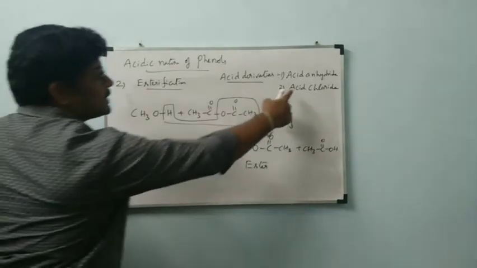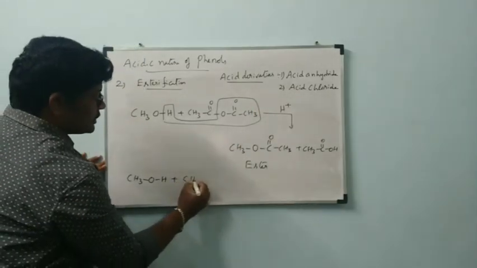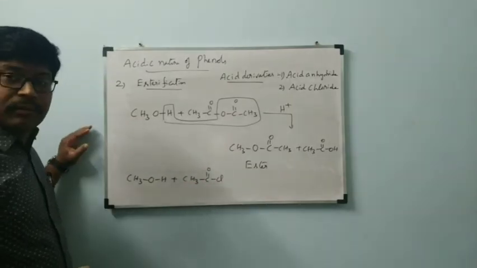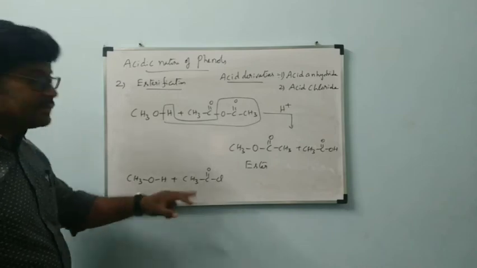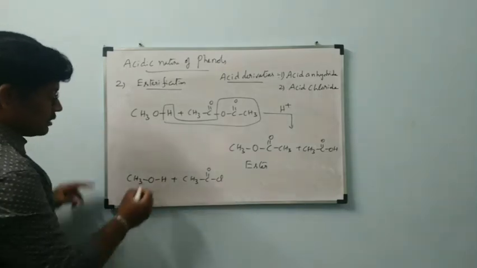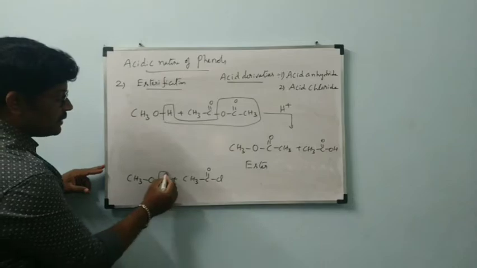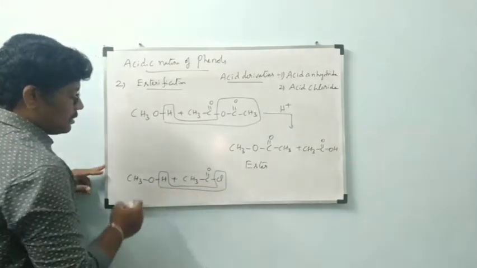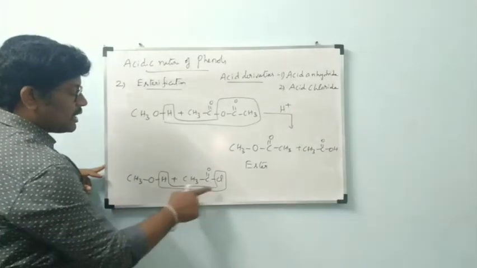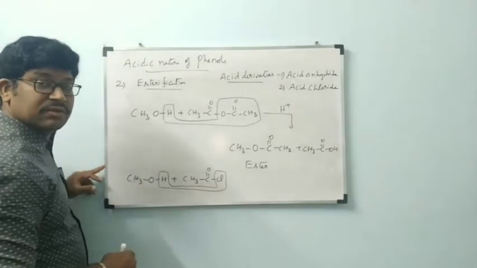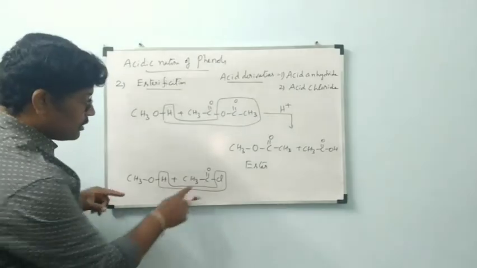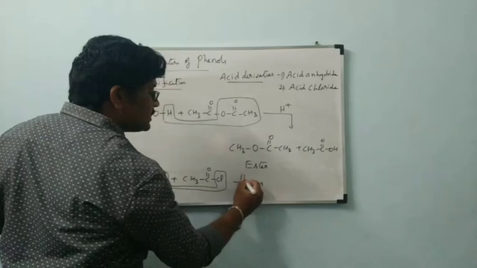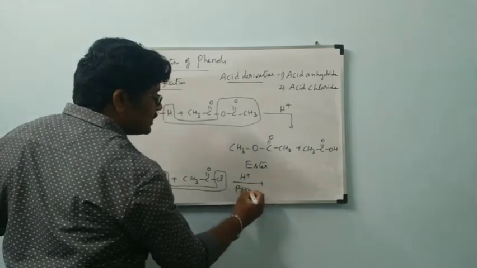CH3OH reacts with acid chloride, CH3, C double bond O, Cl. The OH bond is going to be cleaved. Hydrogen from alcohol and Cl from CH3COCl will be gone out as HCl. This carbon and this oxygen are going to be bonded in the presence of acid catalyst. This is happening in the presence of pyridine also.